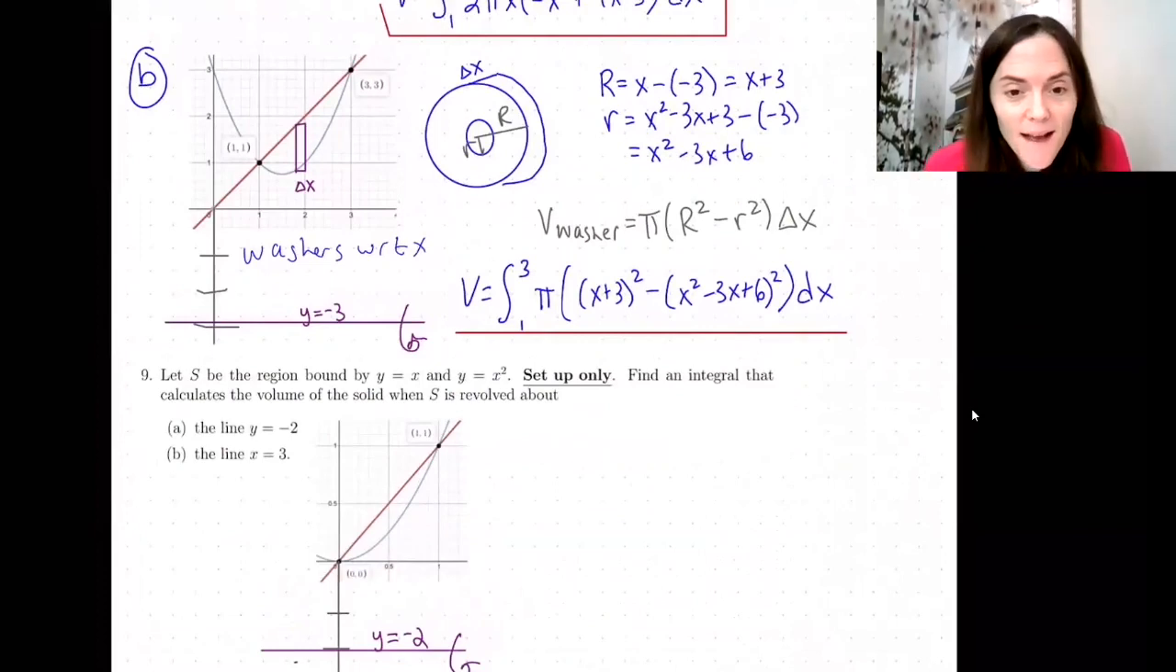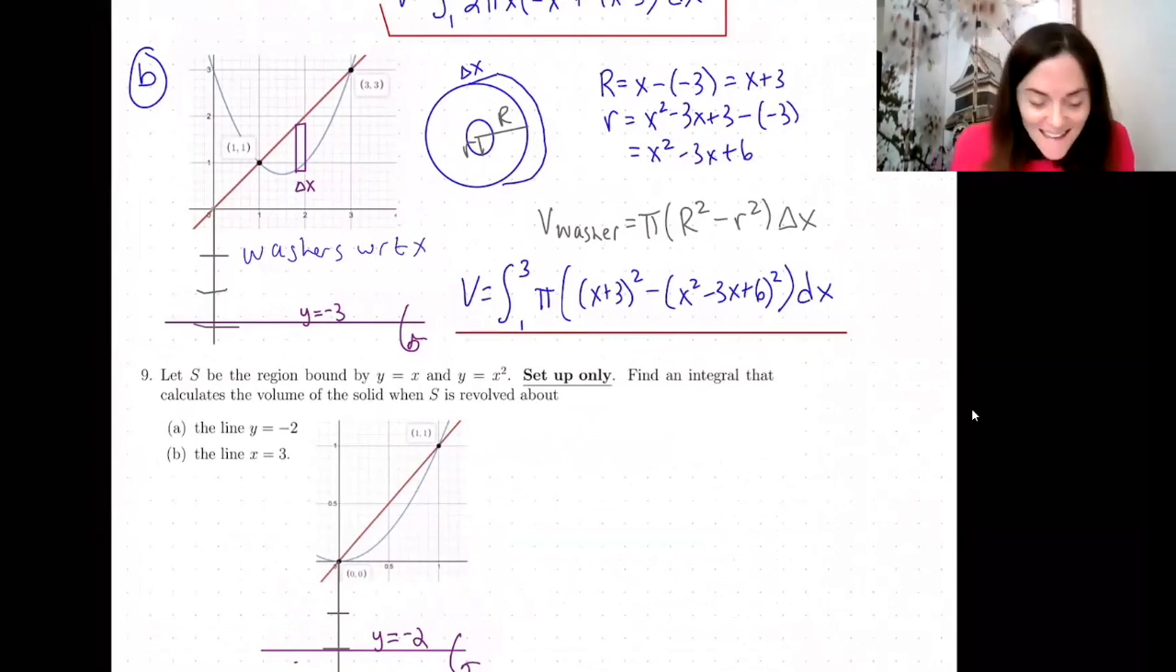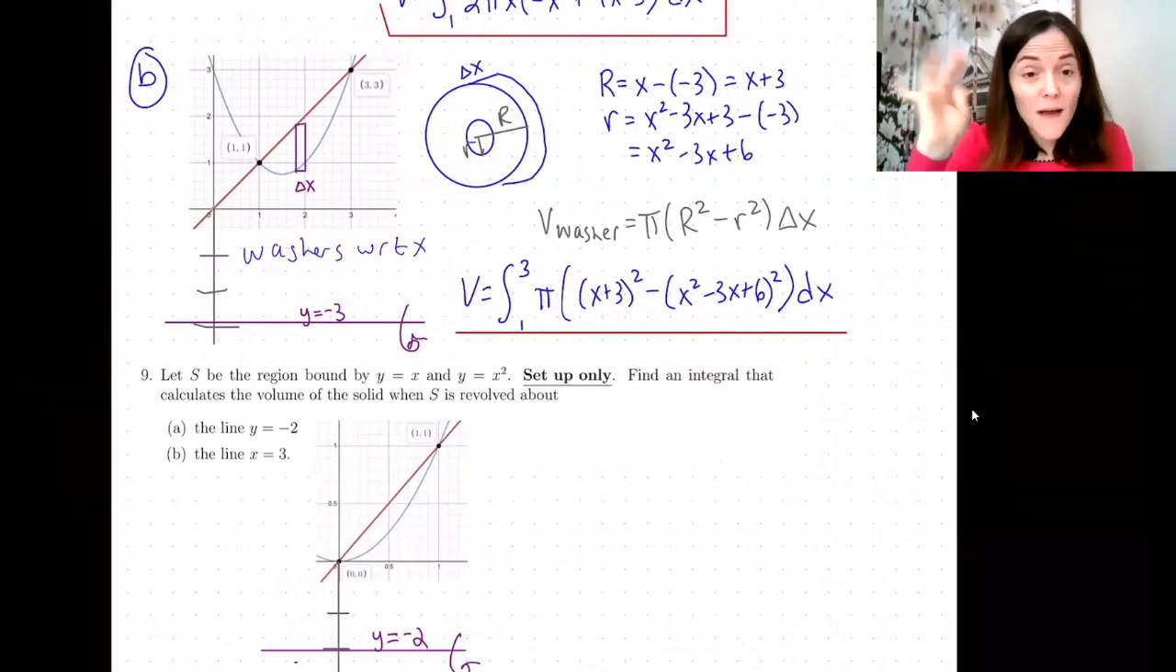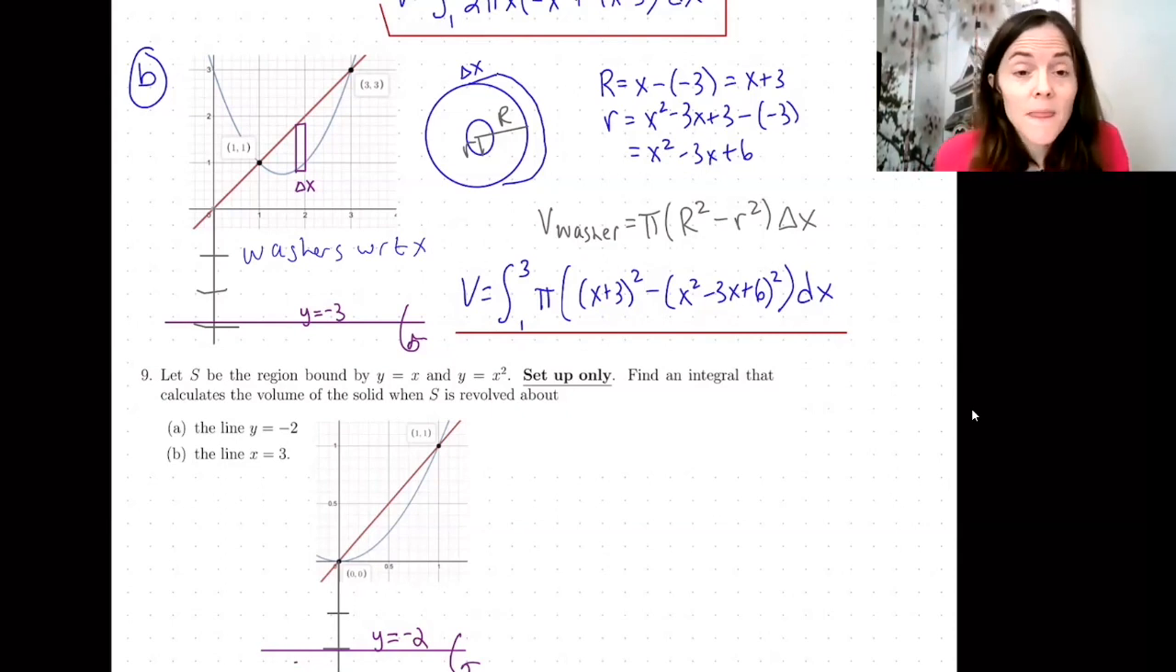Let's move on to number 9. This is the region bound by y equals x and y equals x squared. It's going to be easier to graph this. But the interesting thing about this problem is both part A and part B, we have different lines to revolve about than just coordinate axes. In part A, we have the line y is -2. Now, this one is going to be very similar to part B of the one above, because you look, the regions look similar. I'm revolving about a y is minus something line. We may slice perpendicular to the axis of revolution, and this will be washers.